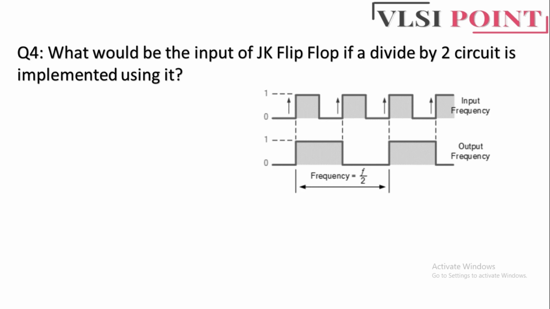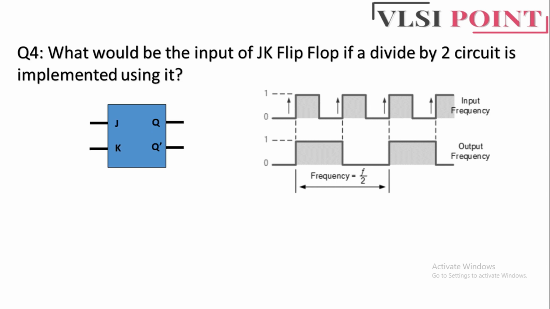Suppose this clock we are giving here, and divide by 2 circuit means frequency will be half. So you can see the other generated signal, which is the output. Here the output frequency is f by 2. This is the signal with frequency f and this is the signal with frequency f by 2. Obviously, if frequency is half, that means the time period will be doubled, because time period is nothing but 1 by frequency. So how can you implement that circuit?